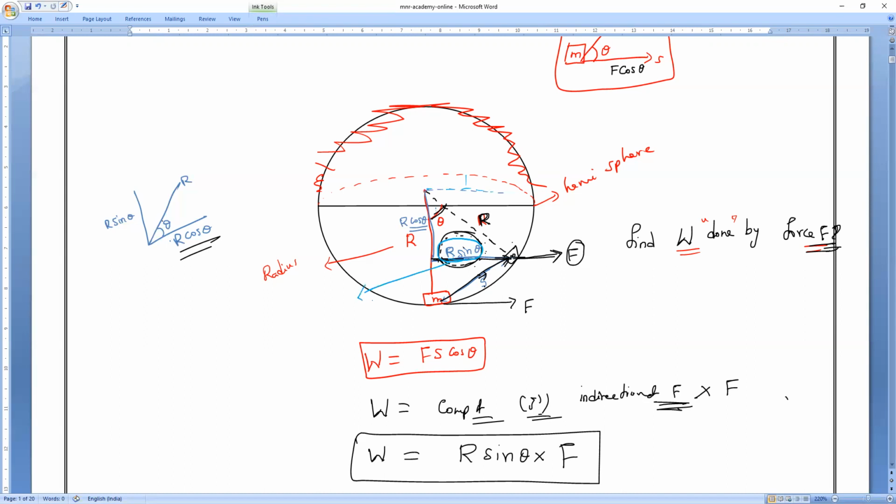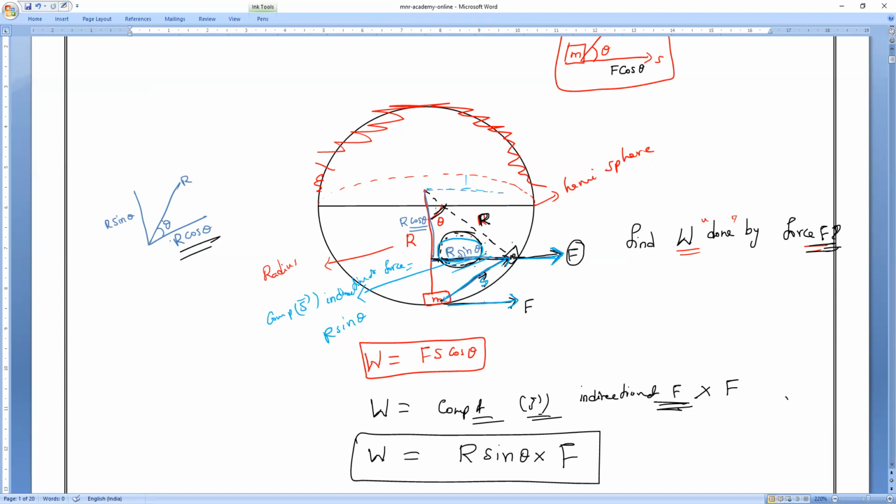Then this is what is called the component of displacement in the direction of force, which is equal to R sin theta. So that's all. This is the work done. Work done is equal to the component of displacement in the direction of force, because the direction of force is not changing. Here also the direction of force is the same. So the component of displacement in the direction of force is R sin theta. Do you understand, everybody?